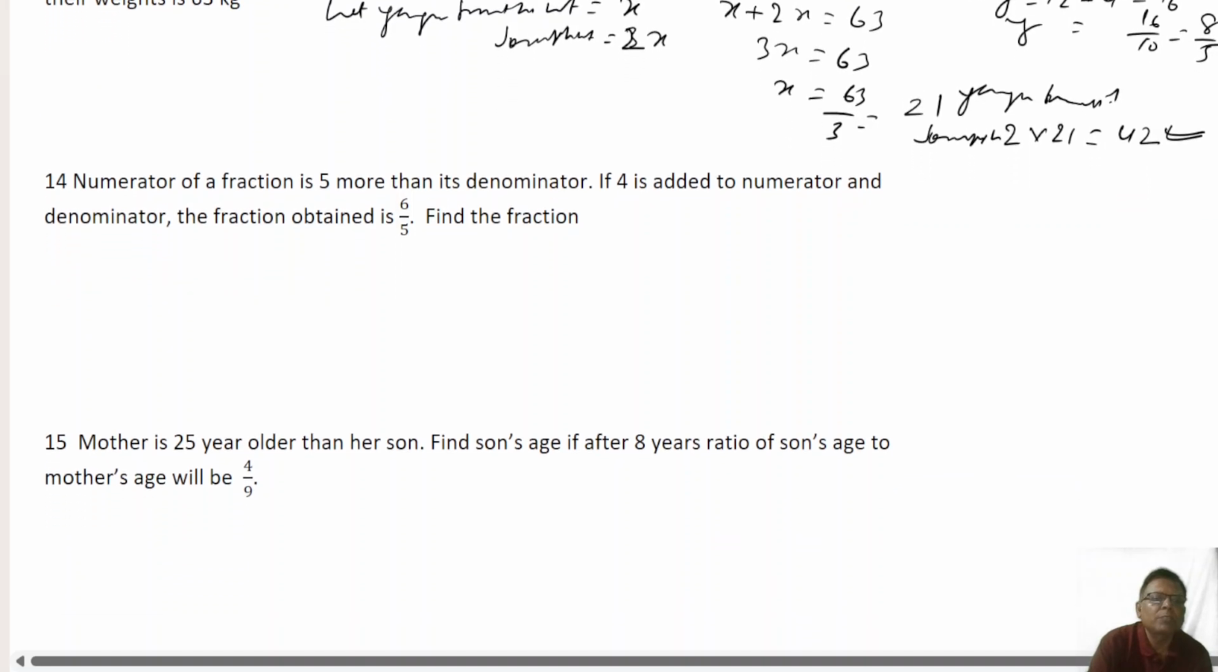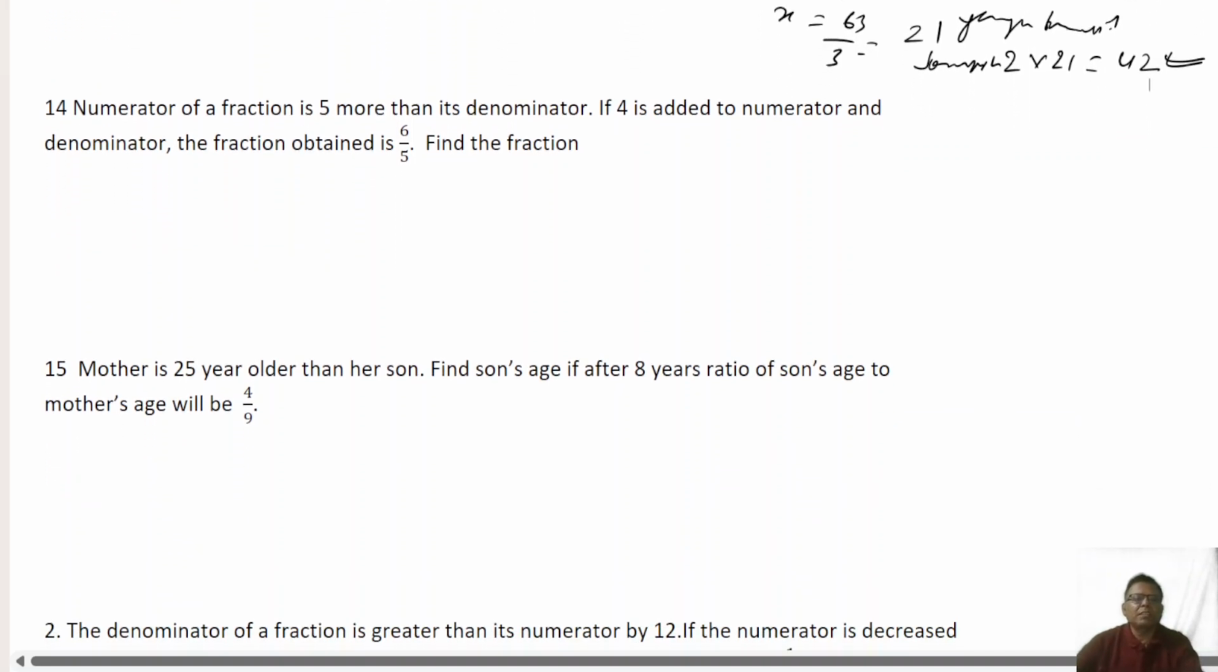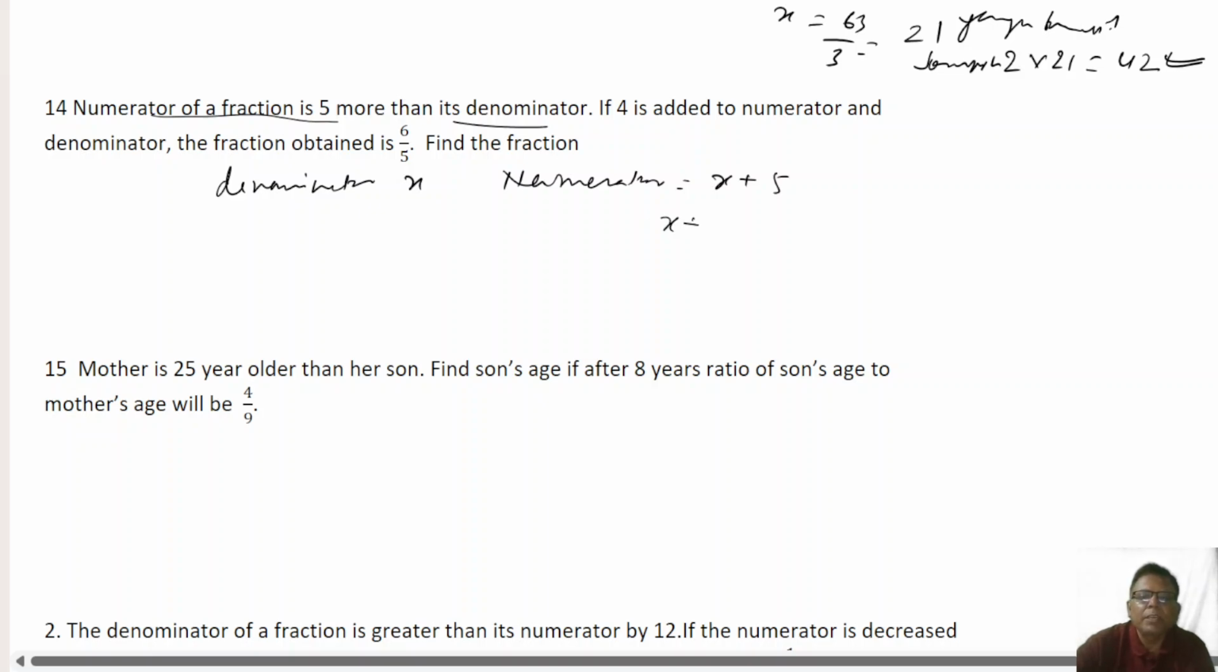Now come to question number 14. The numerator of a fraction is 5 more than the denominator. Let the denominator be x. Then the numerator is equal to x plus 5. So the fraction will be (x plus 5) divided by x.